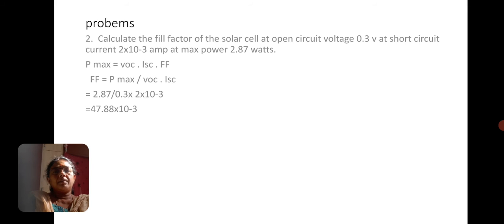So this is also a direct method to calculate the fill factor. If you know the expression for maximum power is equal to voltage at open circuit into short circuit current into fill factor, but in the problem he has asked to calculate the fill factor, then simplify for fill factor is equal to P maximum divided by voltage at open circuit into short circuit current. Then you will get the fill factor as 47.88 into 10 to the power of minus 3.